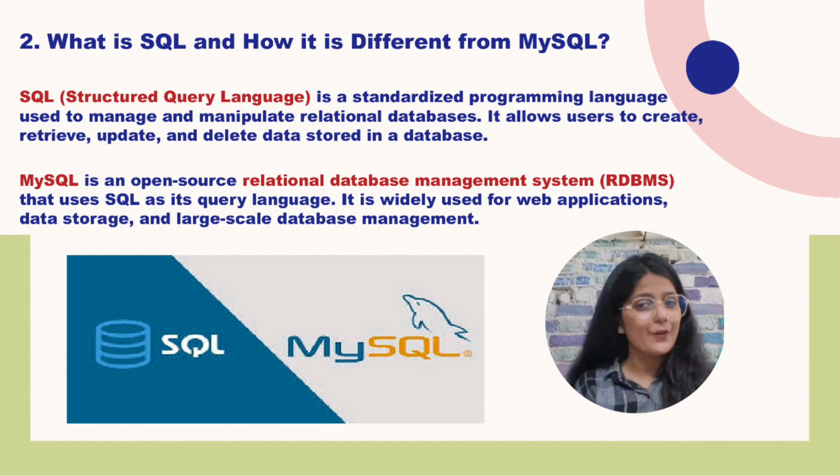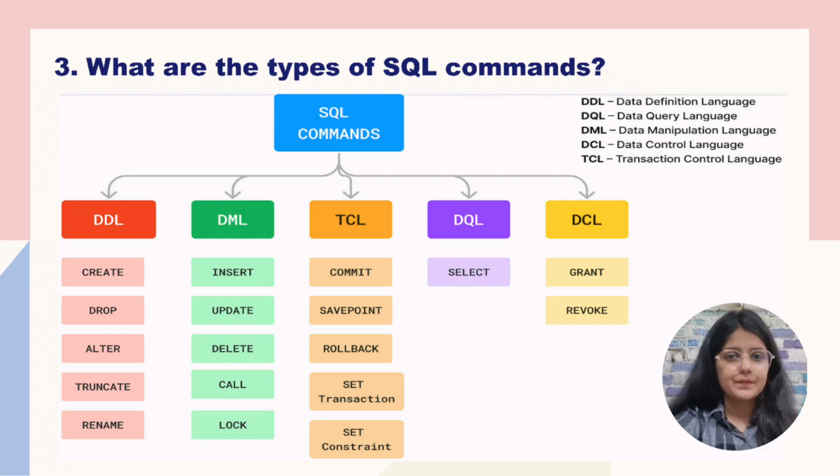So let's move forward to the third question. The next question is: what are the types of SQL commands? Let me clear first that there are five main types of SQL commands: DDL, data definition language; DQL, data query language; DML, data manipulation language; DCL, data control language; and TCL, transaction control language. The first is DDL, which is used to define and modify the database structure.